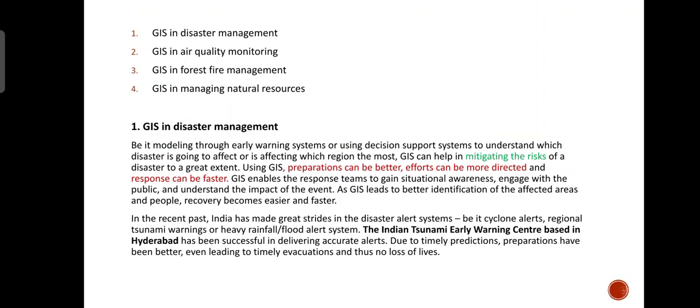In the recent past, India has made great strides in the disaster alert system, be it cyclone alert, regional tsunami warning, or heavy rainfall or flood alert system. The Indian Tsunami Early Warning Center, based in Hyderabad, has been successful in delivering accurate alerts. Due to timely predictions, preparations have been better, even leading to timely evacuations and thus no loss of lives.